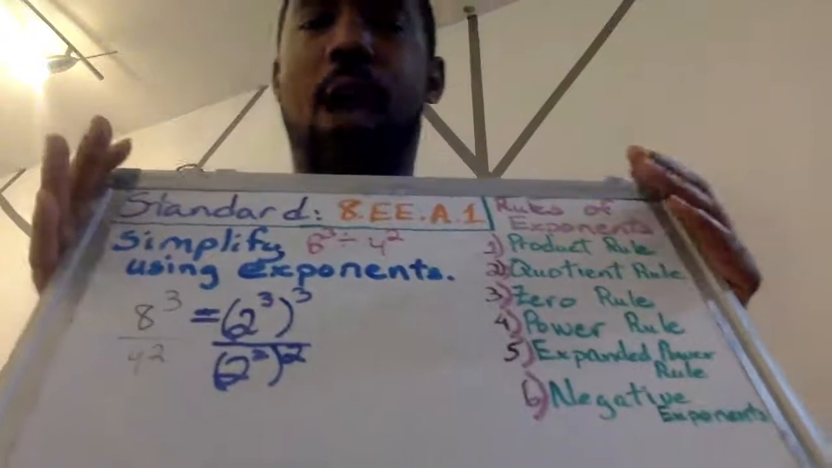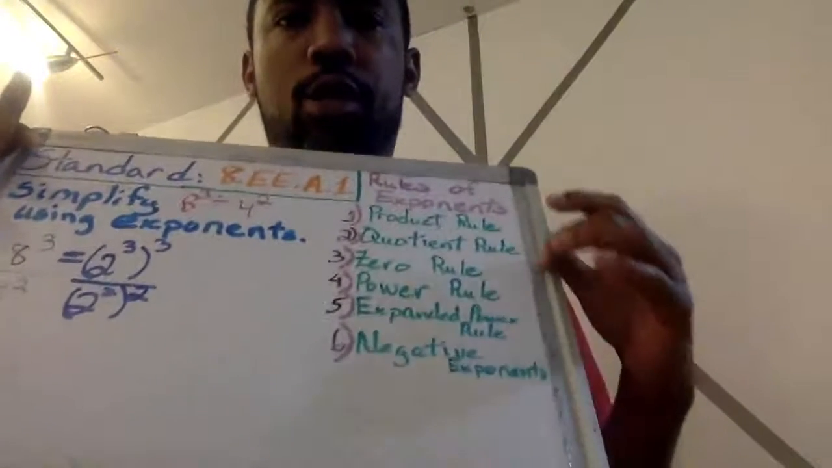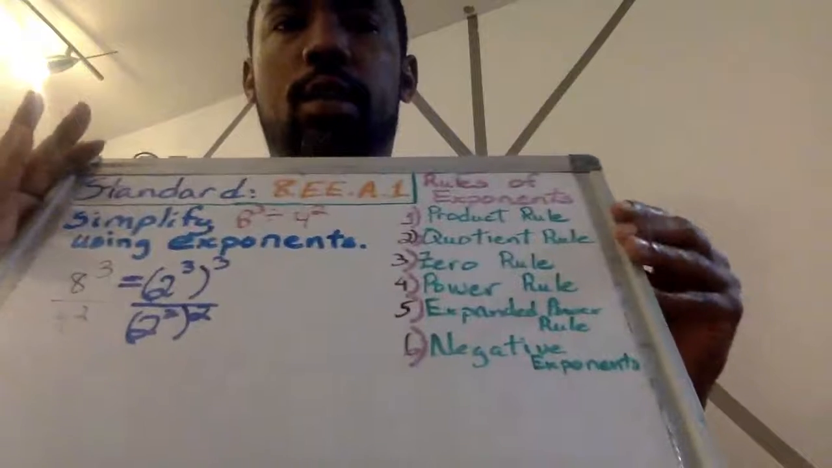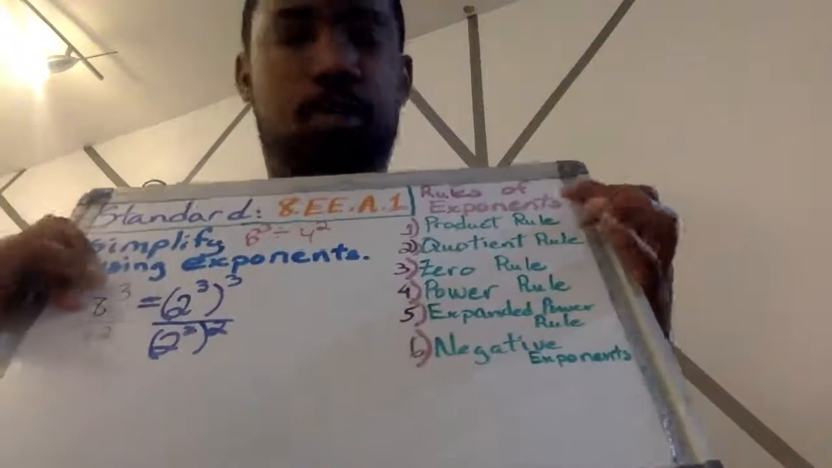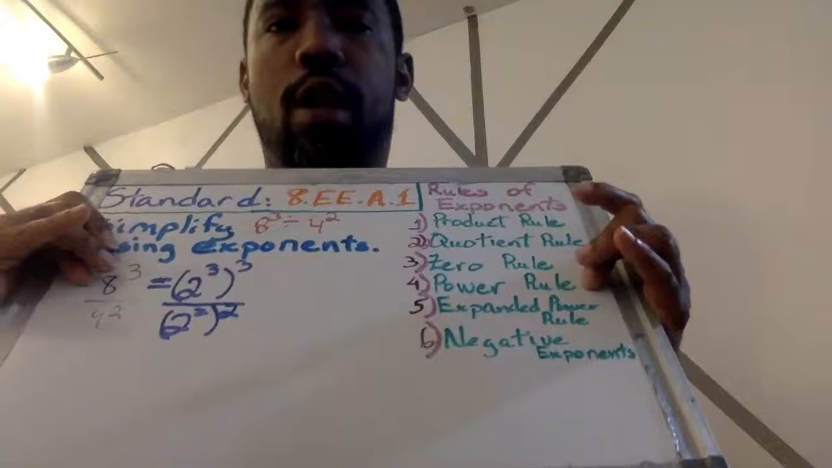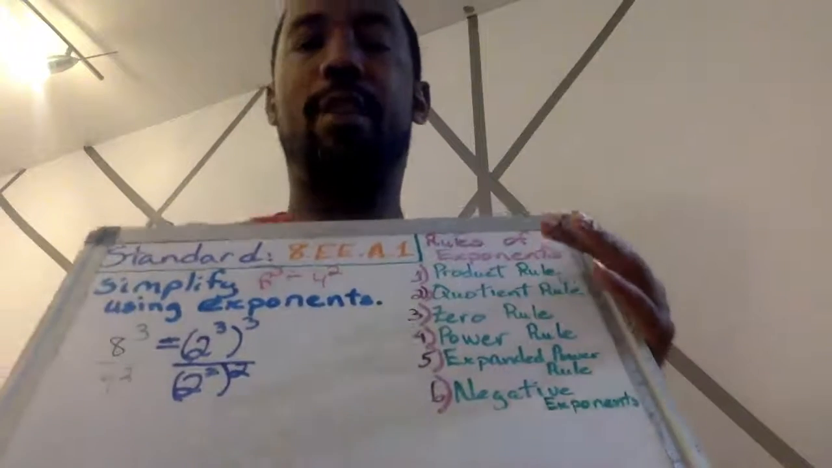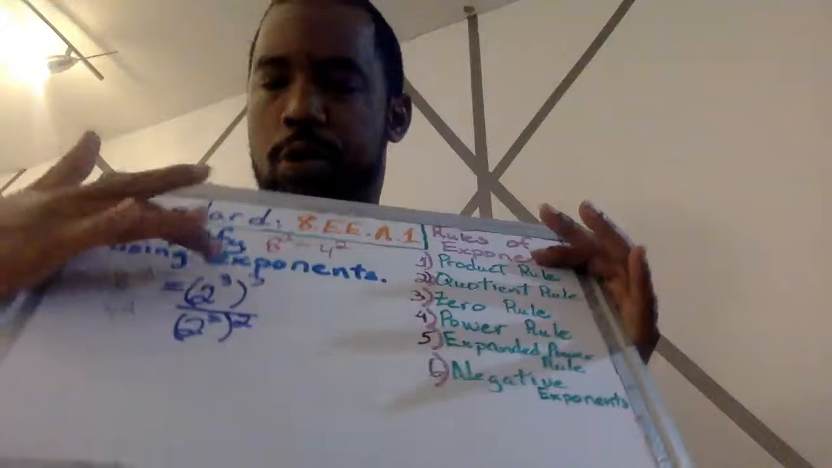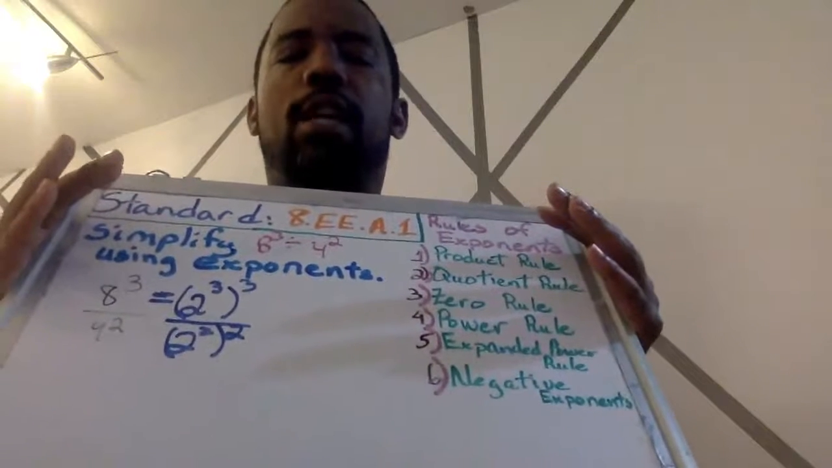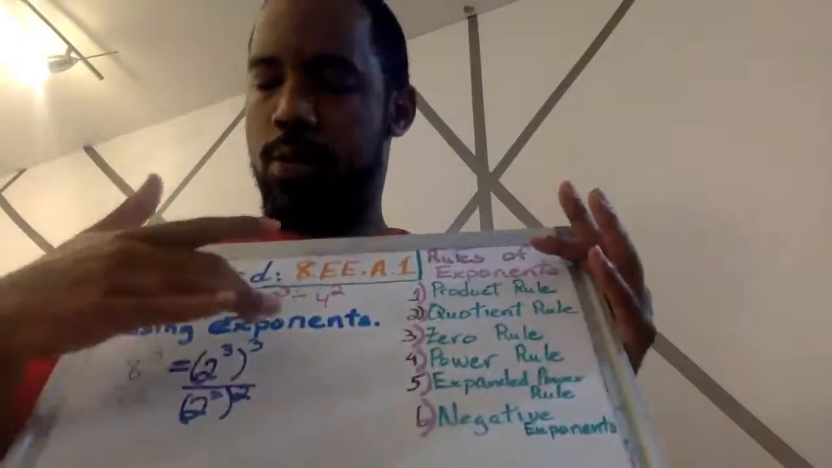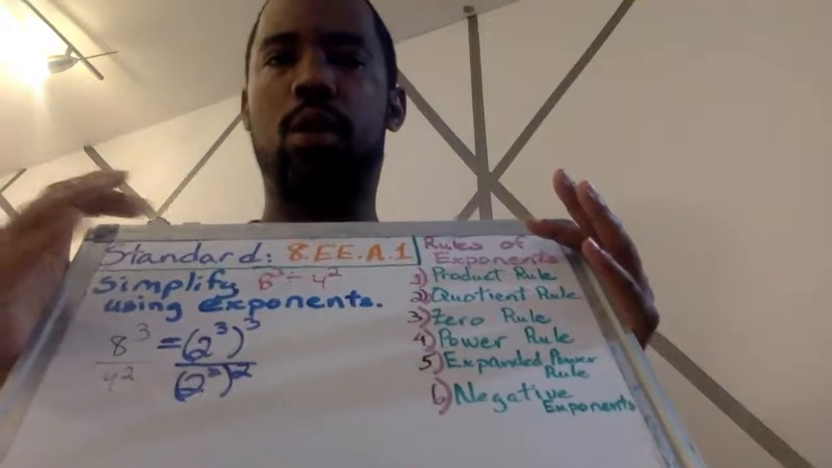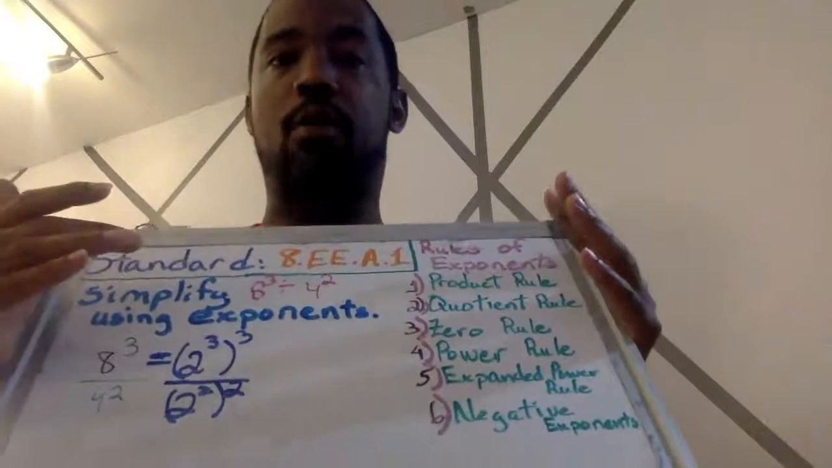Now if we look at our rules of exponents over here, there's 6 for us to choose from. This is an example of number 4, the power rule. The power rule says that when you have an exponent raised to another exponent, you multiply the exponents. So 2 to the third power, raised to the power of 3, would give us 2 to 3 times 3. In short form, this is 2 to the 9th power over 2 to the 4th power.